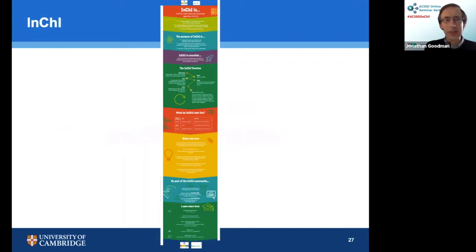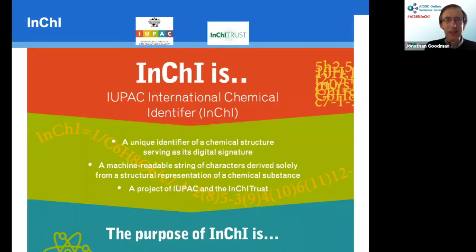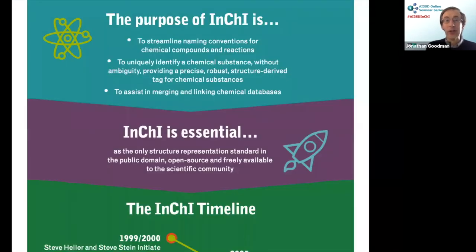The InChI has been explained in an infographic kindly provided by Springer. The InChI is a unique identifier of the chemical structure, which you can use as its digital signature, developed by IUPAC and the InChI Trust. The purpose of the InChI is to streamline naming conventions, to uniquely identify a chemical substance, and to assist in merging and linking chemical databases. It's really useful for all three of these things.